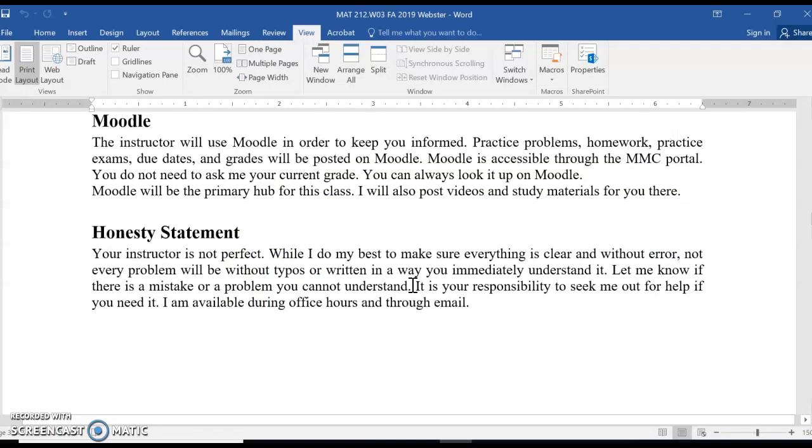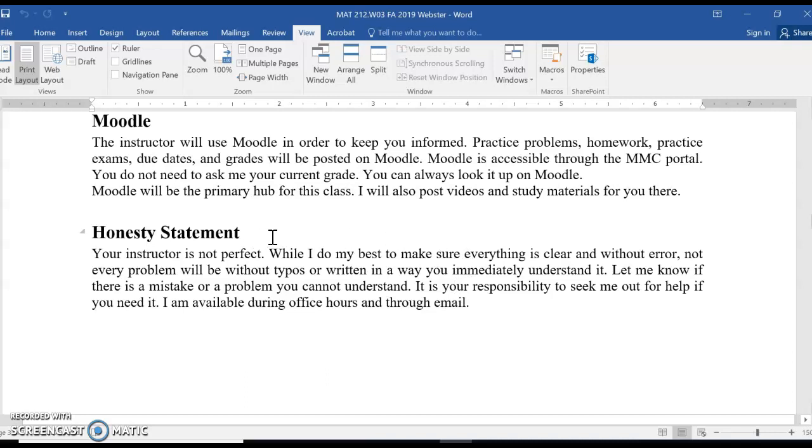Also, your grade will be up there. If you scroll down to the left, your grade is on Moodle. It'll always be posted on Moodle. So you should always know where you stand in the class.